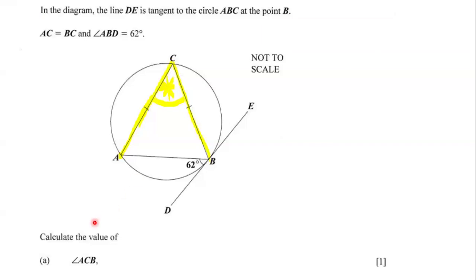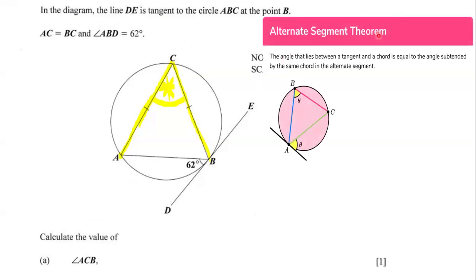In order to do this, we will use the alternate segment theorem. The alternate segment theorem says that the angle that lies between a tangent and a chord is equal to the angle subtended by the same chord in the alternate segment. So if we have this angle theta between the tangent and the chord, then theta is equal to this angle in the alternate segment that is subtended by the same green chord. We know it's subtended by this green chord because the legs of this angle rest on this chord.